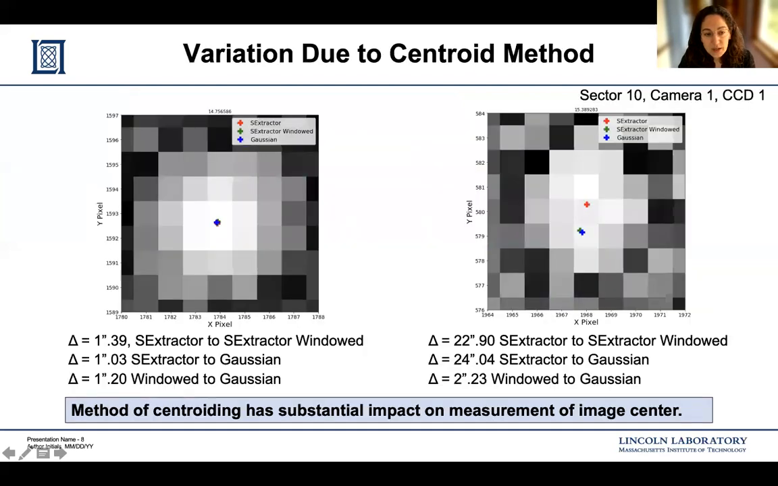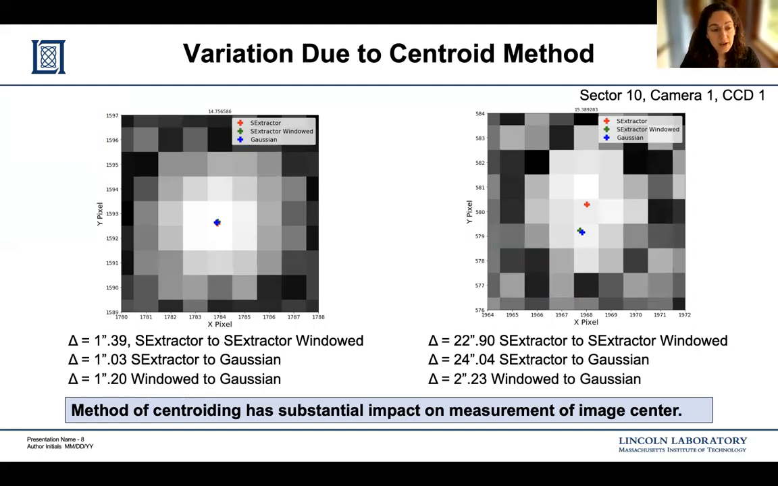So we did some analysis to explore how to get the most accurate position measurements from the TESS images. We tested 3 different centroid measurements. 2 of them are taken from Source Extractor, the X and Y positions and the X and Y windowed positions. And the third is our own fit using a 2D Gaussian.